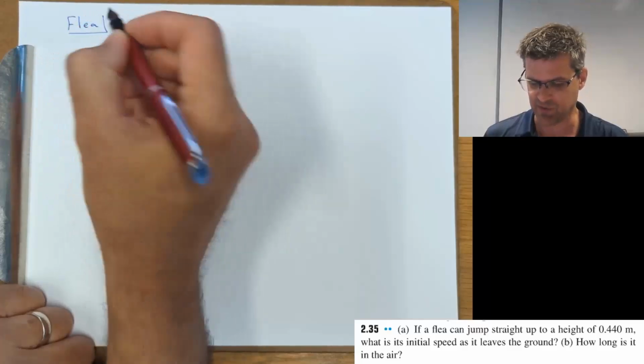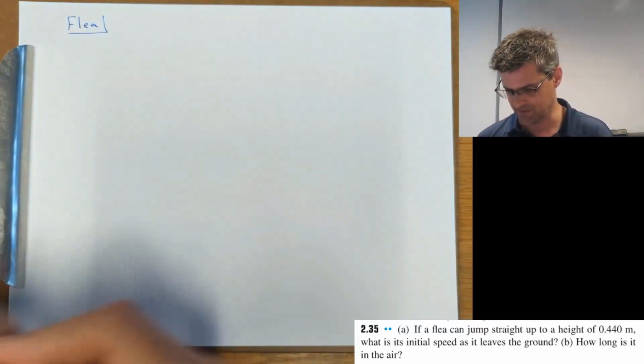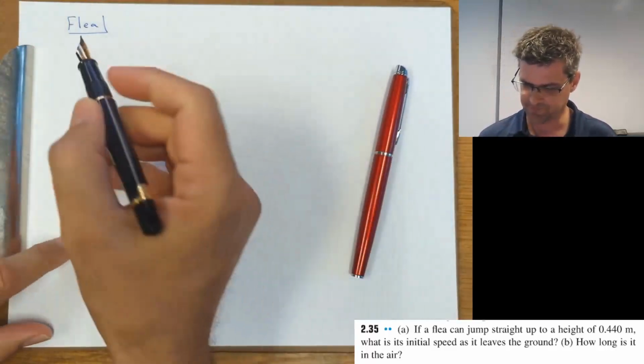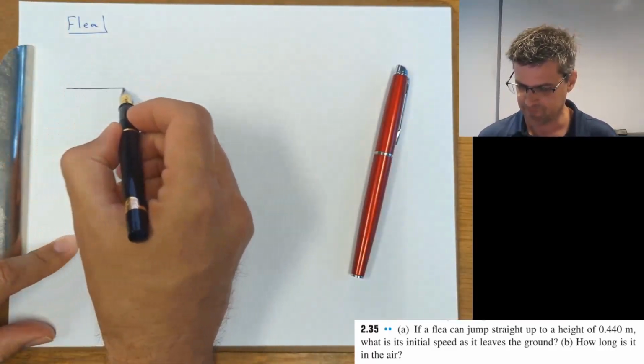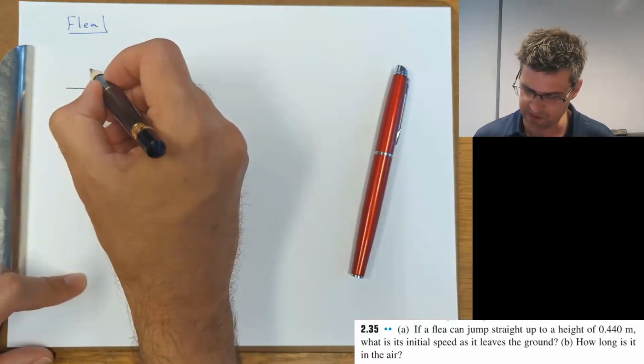So this is our flea problem. And we have the ground. Great. So here we have the ground. We have some flea.